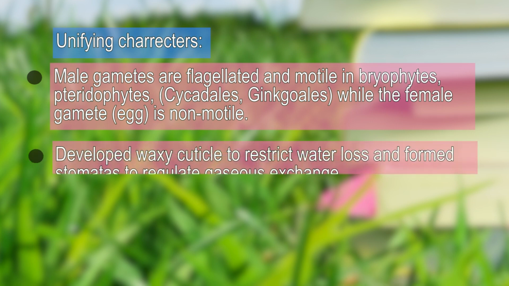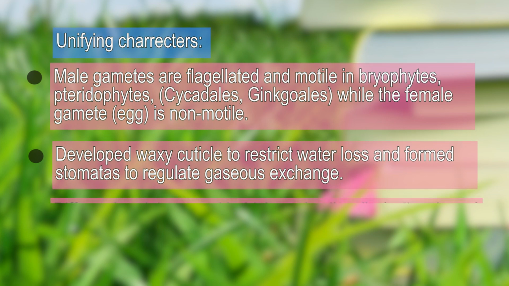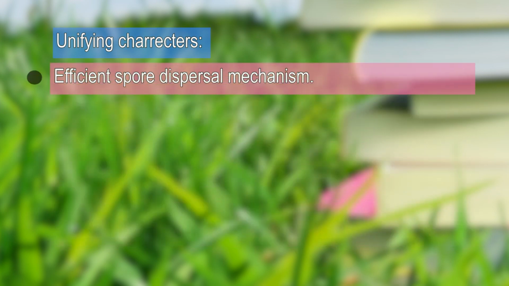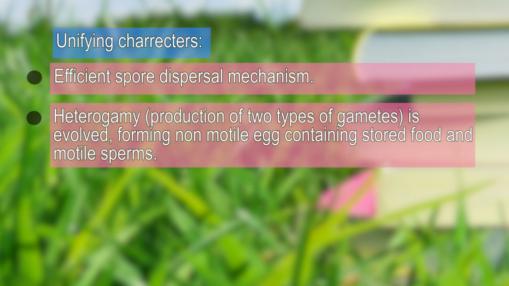A cuticle is present and stomata are there for gaseous exchange. Collenchyma or sclerenchyma develops to support the erect habit. The spore dispersal mechanism was very efficient in this group. Heterogamy, that is production of two different types of gametes, evolved.